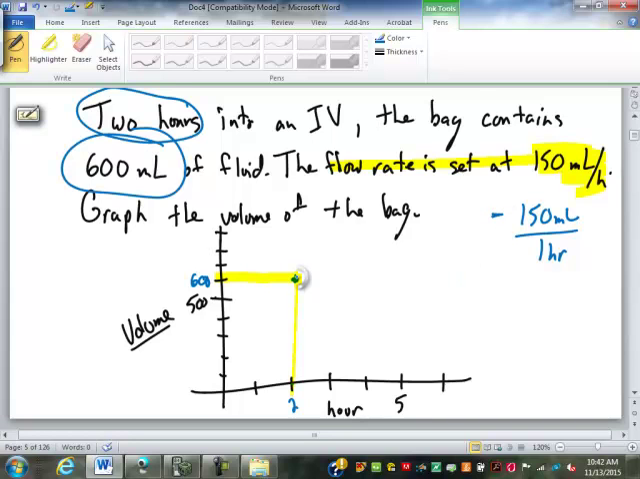So from this point, we're going down 150 milliliters, which would be right here to 450, and over 1 hour. Now you can see here that does not look like it's down 150 and over 1 because the scale on the graph is not the same on each axis. Now I'm going to go down another 150 and over another hour, and I'm going to do it again and again.